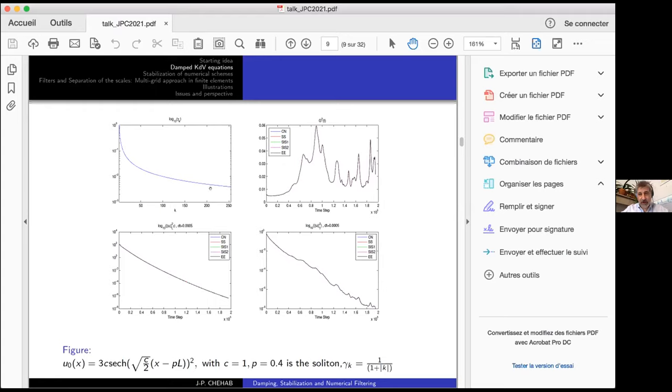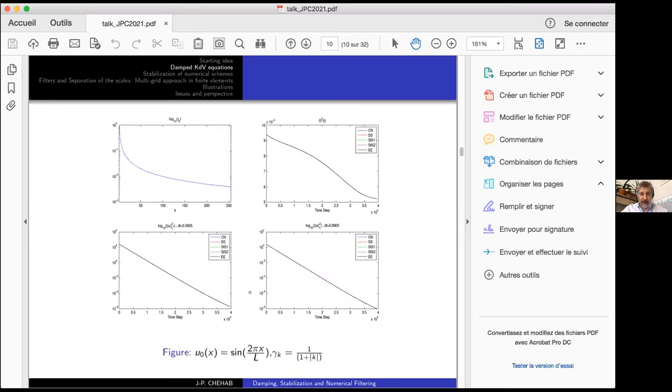Here you have the evolution of the L2 norm of the solution for the KdV equation. So it's damped, it goes to zero slowly, but it goes to zero in L2 norm. Now, here you have gamma k, sorry. Here you have the L2 norm, and here you have the L gamma norm. It's the norm in the energy space associated to the damping. Okay, here it's the ratio of the norms. So it goes to zero when starting from a soliton, and you have the same solution with different rates when starting from a sine initial data.